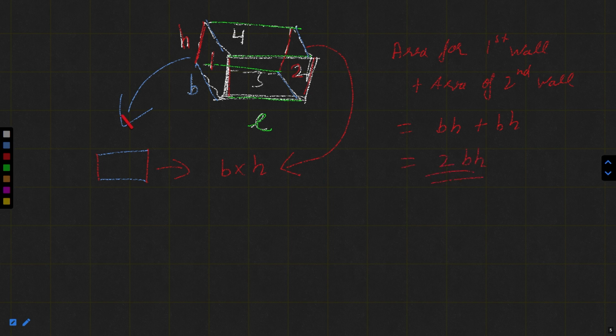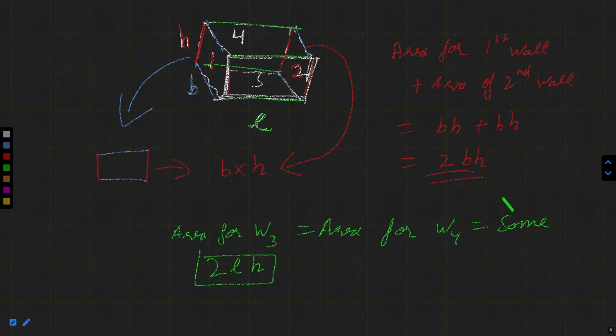In a similar way, we can find the area for walls 3 and 4, and we know the area of wall 3 is equal to the area of wall 4. So the area is L times H, and the total area will be 2 times LH.